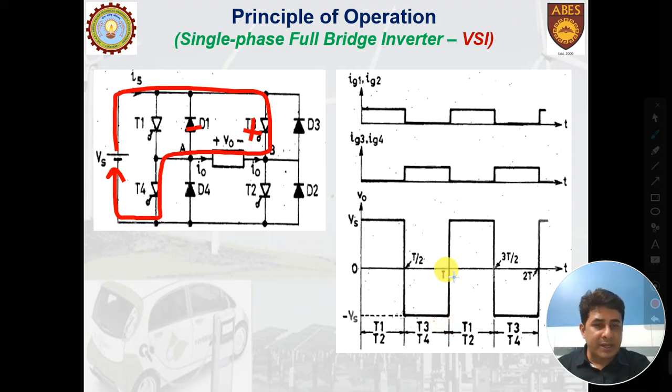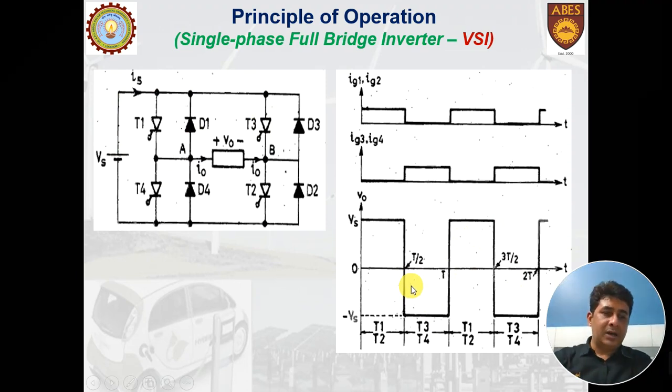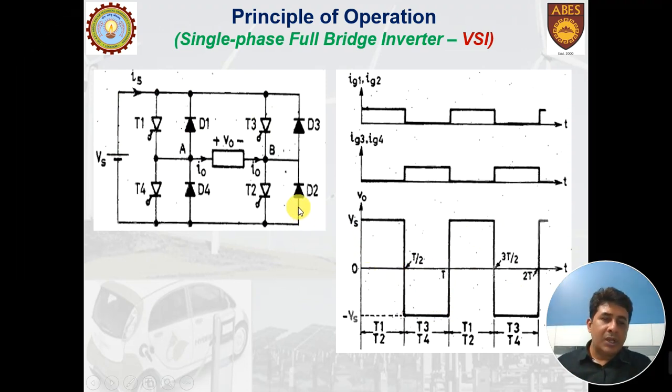Now again, this is the point where we will forcefully stop T3 and T4 and we will trigger T1 and T2. So alternatively firing T1, T2 and T3, T4, we can get this voltage. Again, the output voltage that we are receiving is a rectangular wave, but yes, this gives you an idea about how to convert DC into AC.